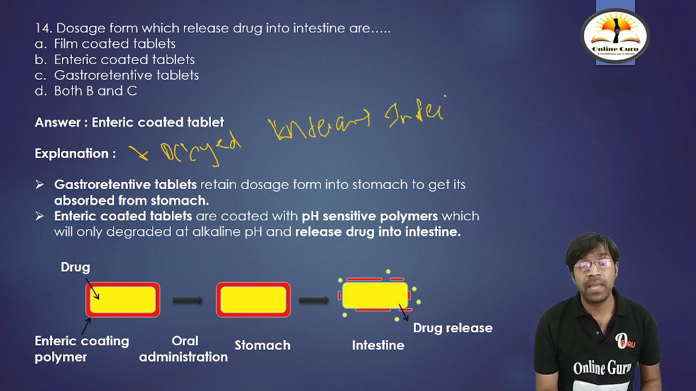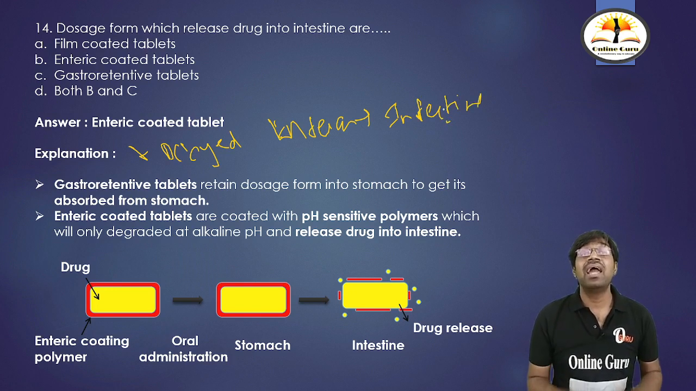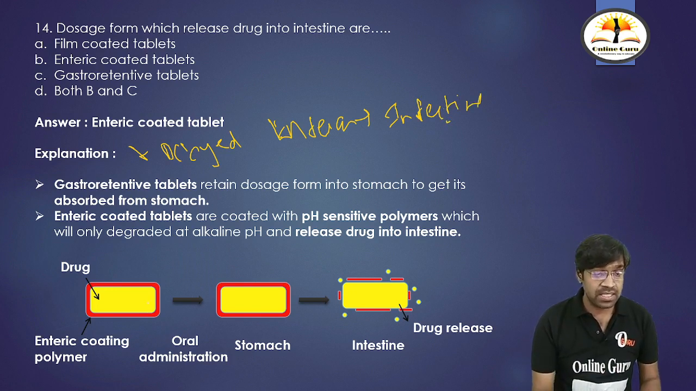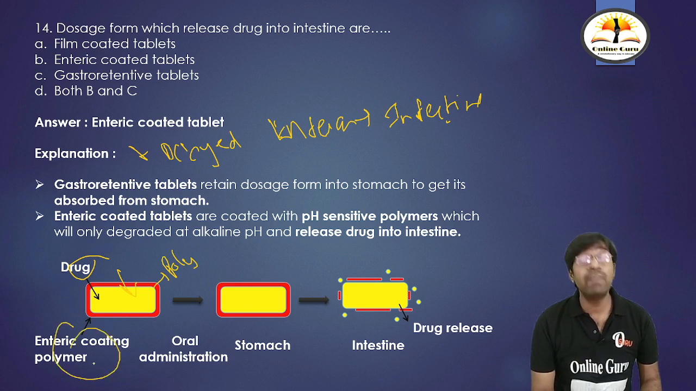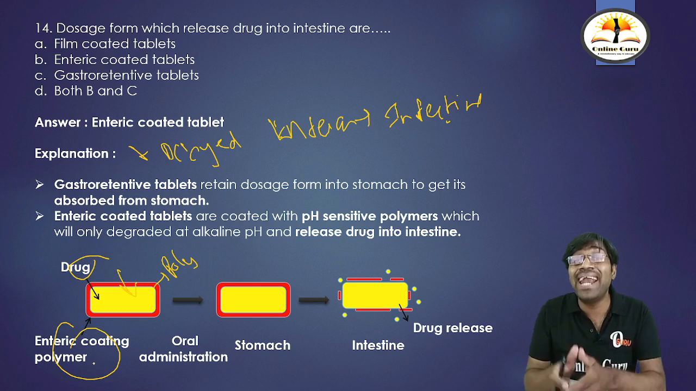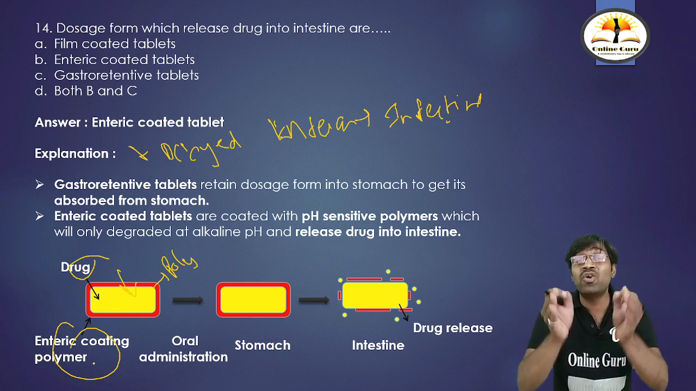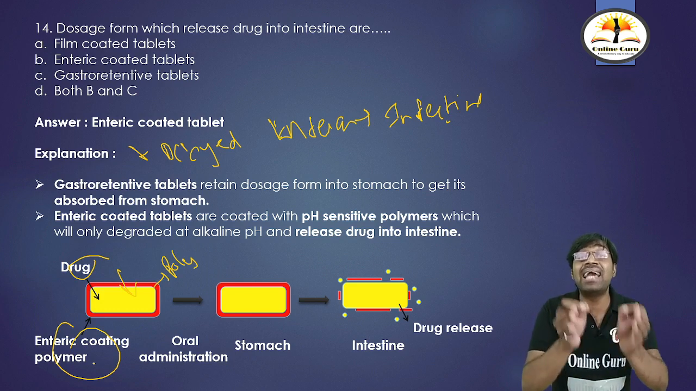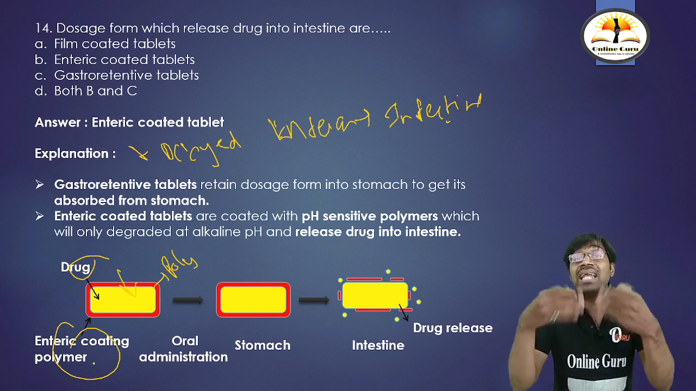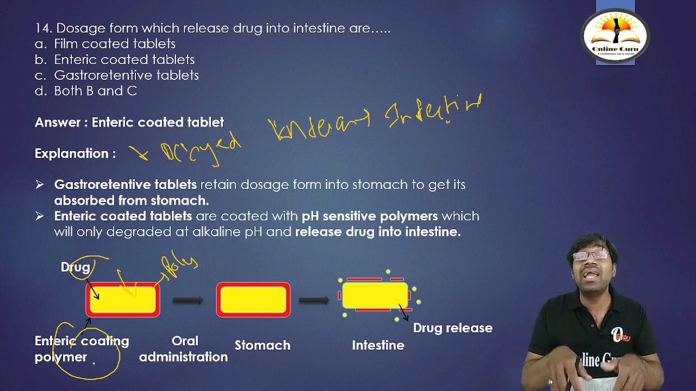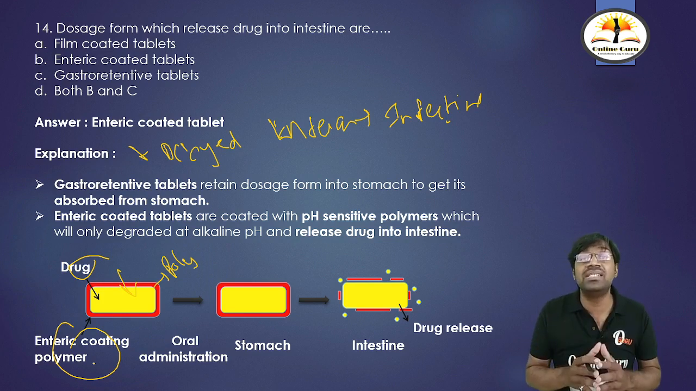intestine. Enteron means intestine. See here, this is a drug. This is the drug. This is a polymer. Red part is a polymer. It is enteric coating polymer. This polymer is not going to be degraded at acidic pH of the stomach. This polymer is only going to get degraded at an alkaline pH, that is pH more than 7. It is going to be degraded in the intestinal pH.